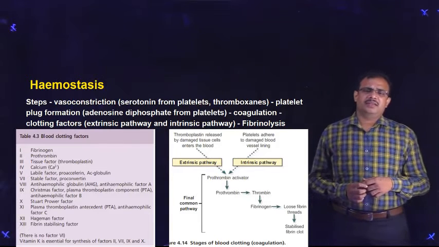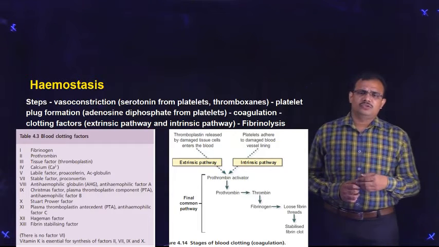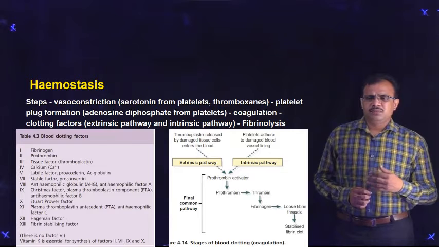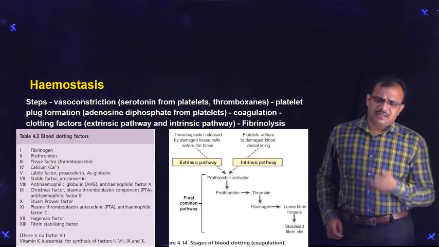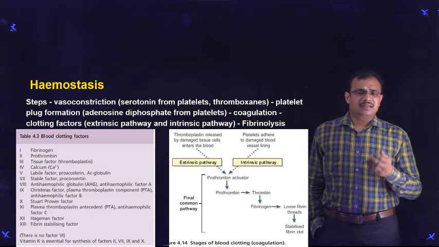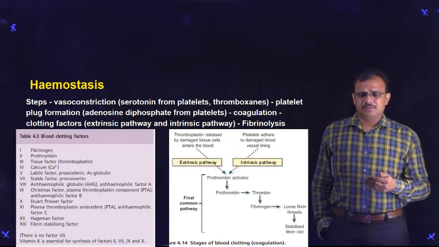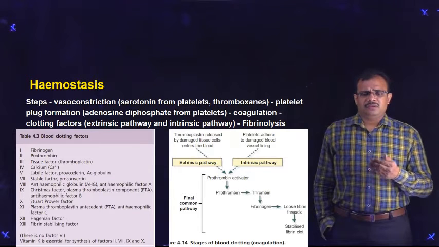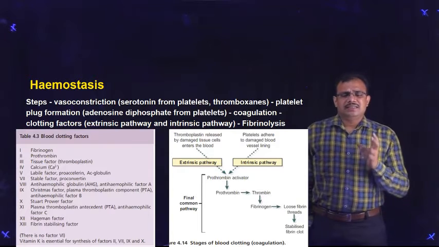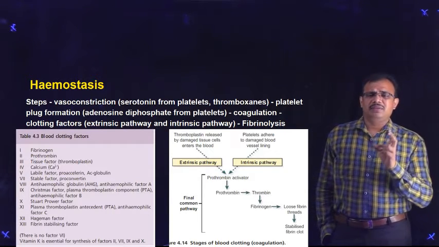And we have seen that there are different clotting factors such as fibrinogen, prothrombin, thromboplastin, calcium, Labile factor. In this way, there are about 12 clotting factors, and these clotting factors are activated in a sequence, so that they finally lead to formation of the stabilized fibrin threads or insoluble fibrin threads.